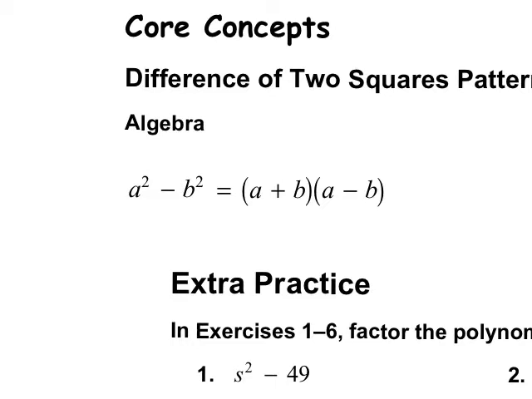So what you very simply do is you take the square root of the pieces. The square root of a squared is a. The square root of b squared is b, and then you add them, and then you subtract them, and that's literally it. So let's look at a couple examples here.